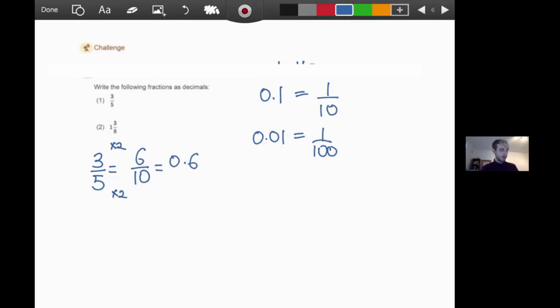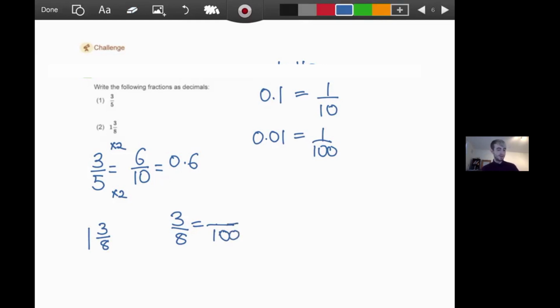Okay, so for the second one, 1 3/8. Well, 1 we can just write as 1, so I need to turn 3/8 into a decimal. 3/8. Let's do exactly the same thing. So what equivalent fraction can I find with 10 on the bottom? Well, 10 is not in the 8 times table, and there's nothing I can times 8 by to get 10. So I'm going to try 100.